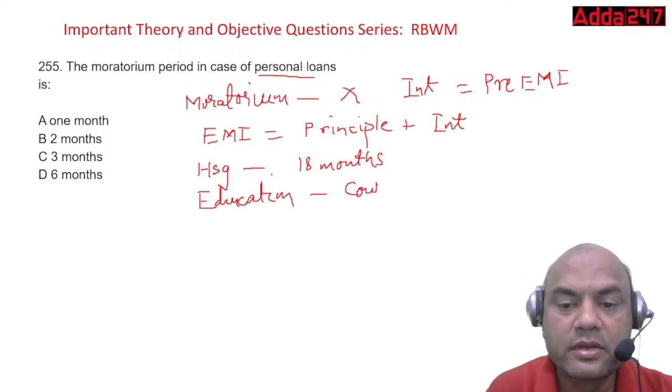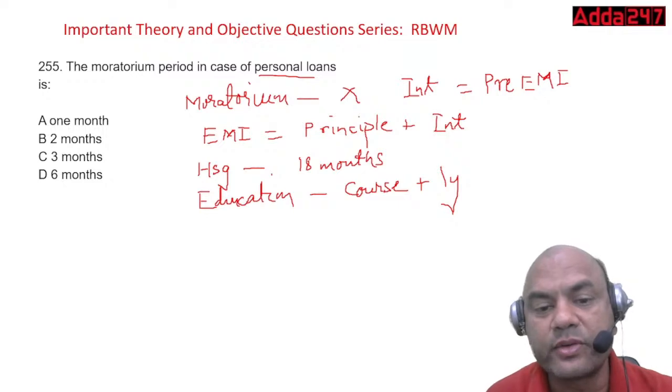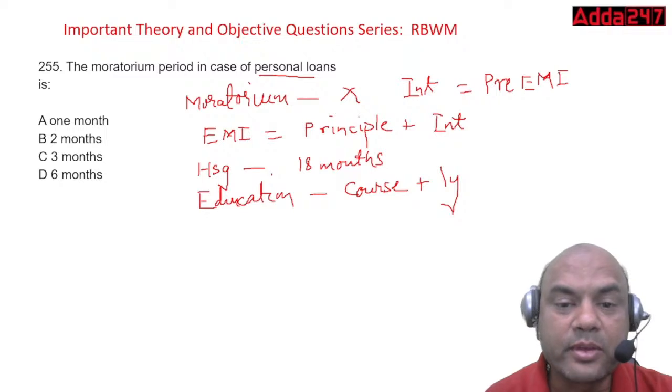Course plus 1 year, right? Suppose it is engineering, then 4 years plus 1 year, 5 years. If it is medical, 5 years plus 1 year, 6 years. Okay. So this was about the moratorium period.